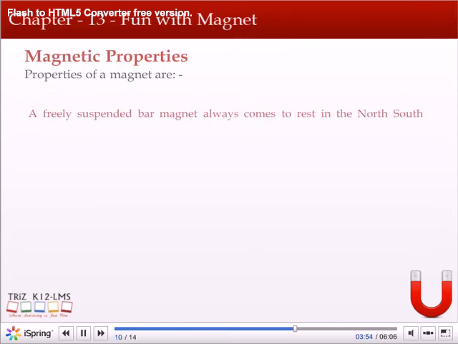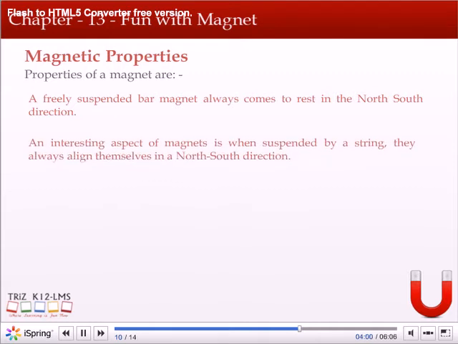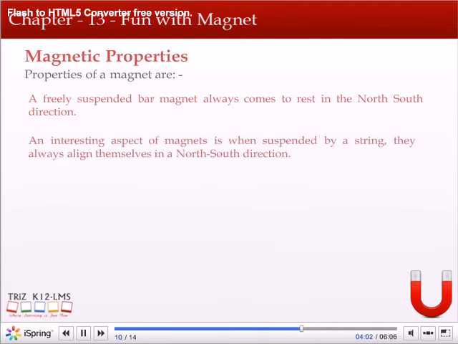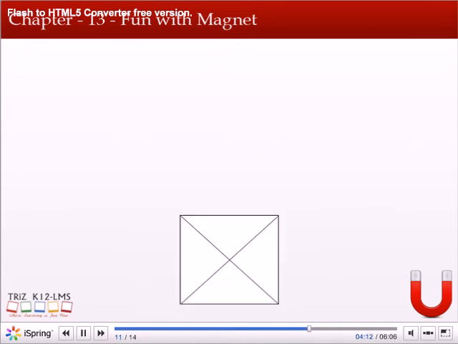A freely suspended bar magnet always comes to rest in the north-south direction. An interesting aspect of magnets is, when suspended by a string, they always align themselves in a north-south direction. For this reason, magnet poles are correspondingly labeled north and south.